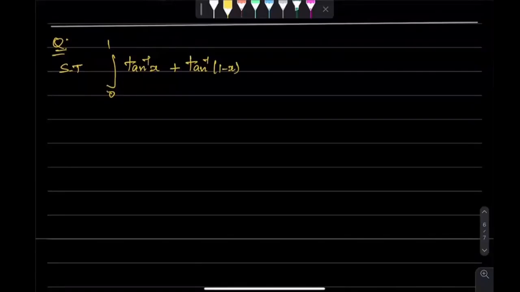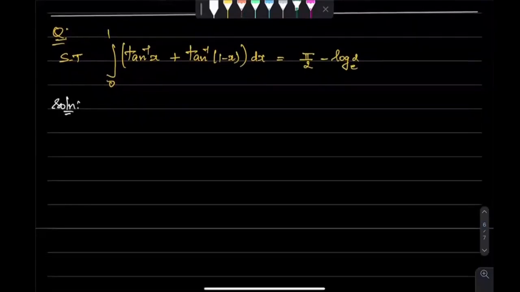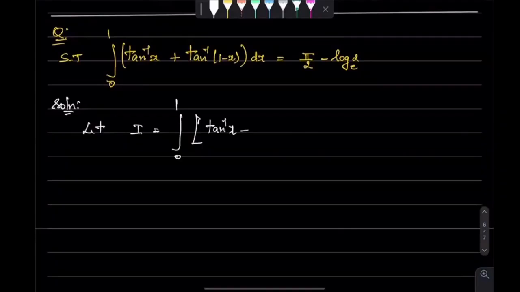Okay, so we'll do this problem now. Show that integral 0 to 1 of tan inverse of x plus tan inverse of 1 minus x dx is equal to pi by 2 minus log 2 base e. So how do you do this problem? Consider as usual. Let I is equal to, what you'll do, children? 0 to 1, I'll take tan inverse of x plus tan inverse of 1 minus x dx.